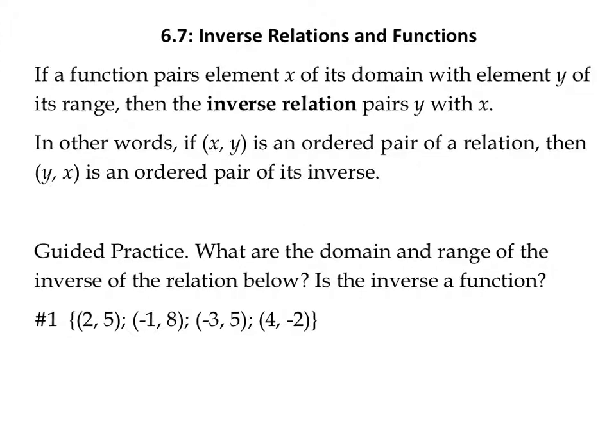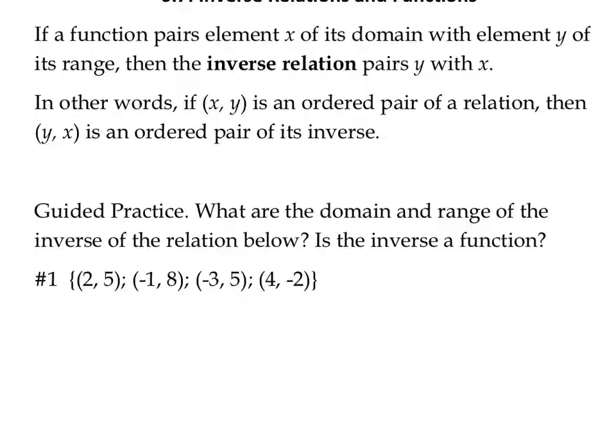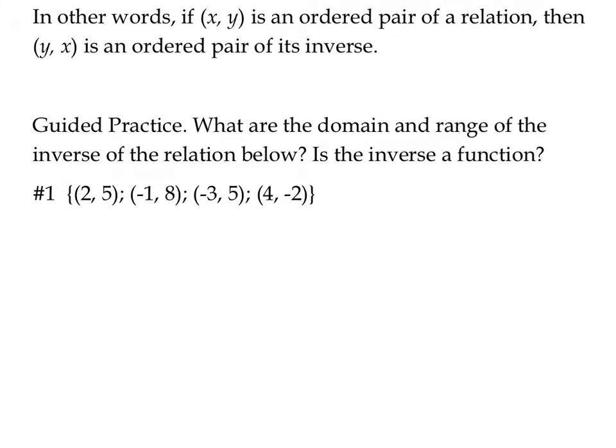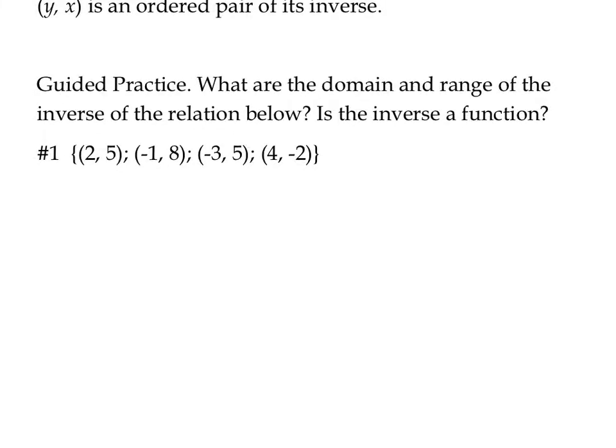In this first example that we're going to see here, we want to know what the domain and range of the inverse of the relation are. And then we want to say if the inverse is a function. So the domain is all the inputs, the range is all of the outputs. In this function that we're given, our domain would be 2, -1, -3, and 4. The range would be 5, 8, 5, and -2. Right, domain is the inputs, range is the outputs, and then the inverse would be switching those.